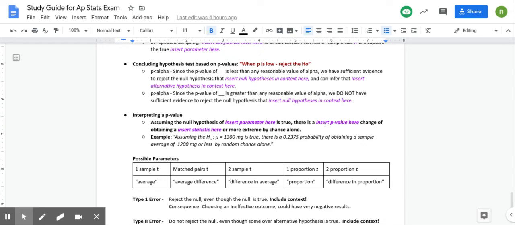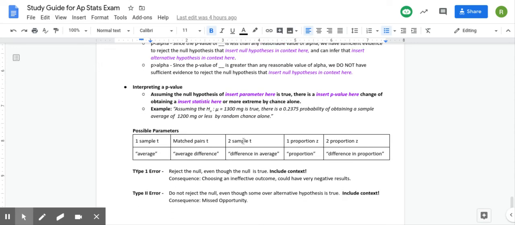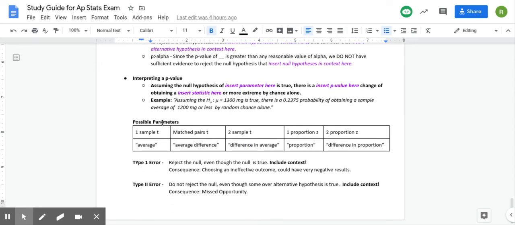There is a blank percent chance of obtaining, and this is where you actually put in what the statistic is, what the x bar is, what the difference in x bar is, what the p hat is, what the difference in p hat is, the actual number values there, and then finish it with or more extreme by chance alone. By chance alone is important there because we are talking about a probability on a normal curve centered at the null hypothesis. Now here's a review of the parameters.